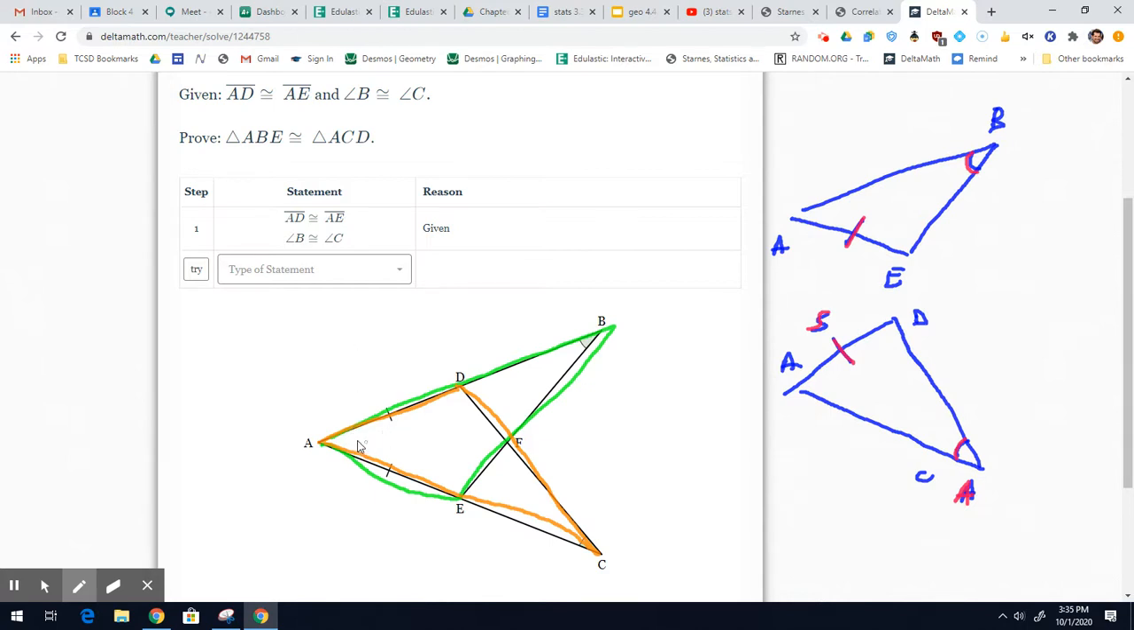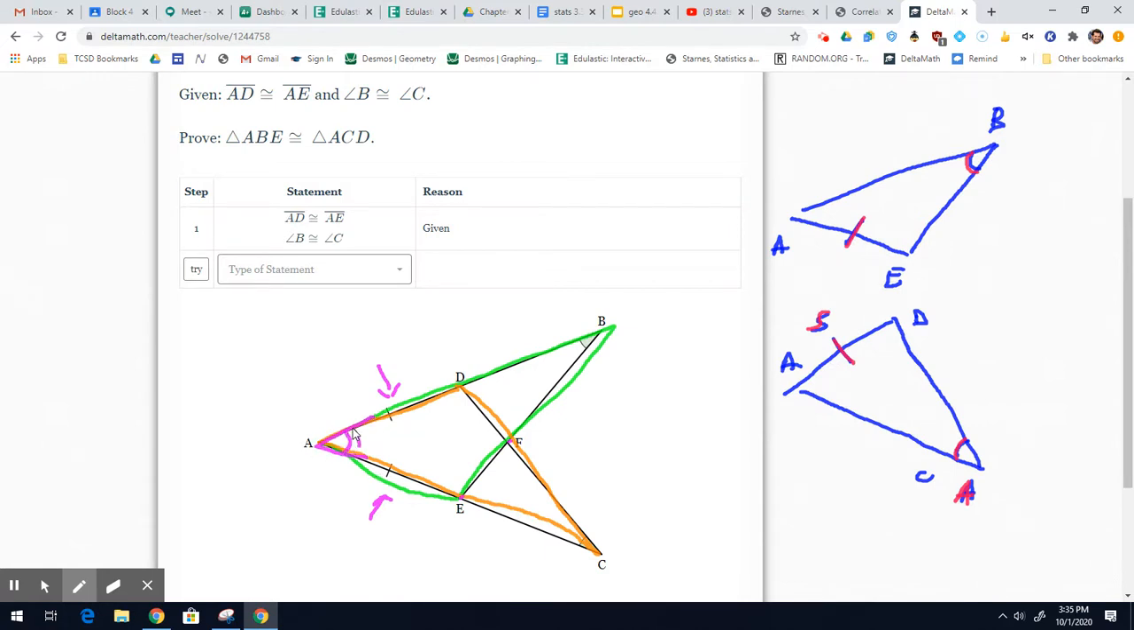Now, if you look at these sides, sure, there's some overlap right here, but the green keeps going and the orange stops. Same thing here, right? And yes, of course, there's some overlap here. But let's draw your attention right to here. Do you see how angle A is in both green and orange?